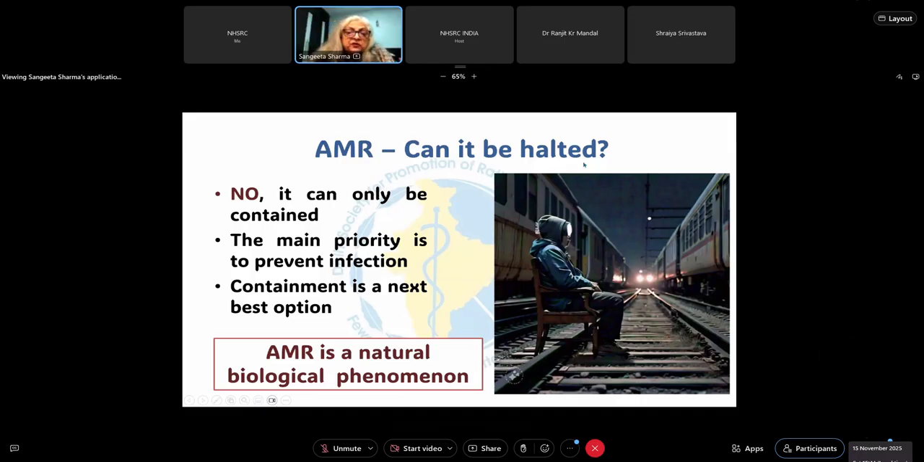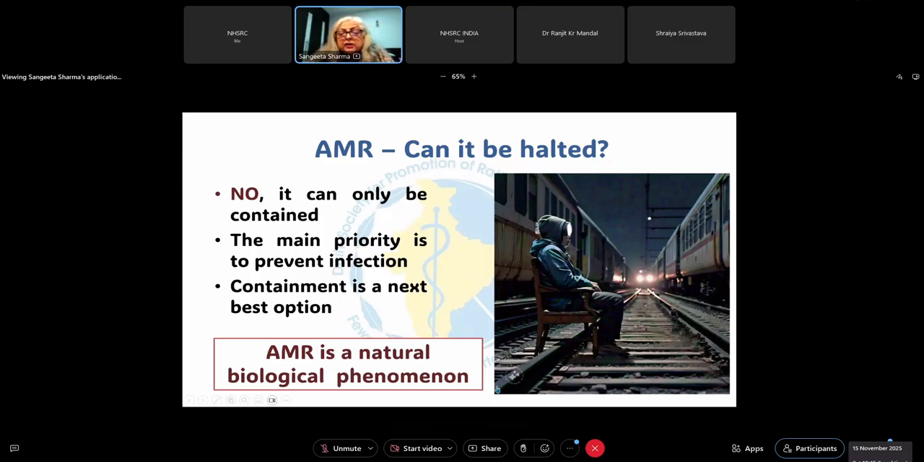Now the question before us is, can you halt it? Can you stop this phenomenon of antimicrobial resistance? As I said, this is a natural biological phenomenon, so we cannot stop it. That must be very, very clear to all of us. We cannot stop it, but we can only contain it. We can only slow down this process.